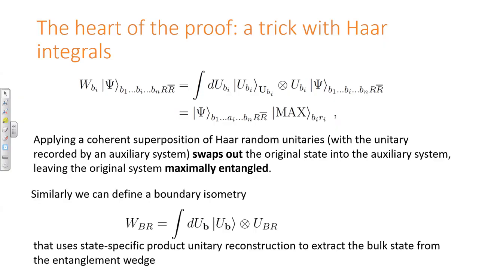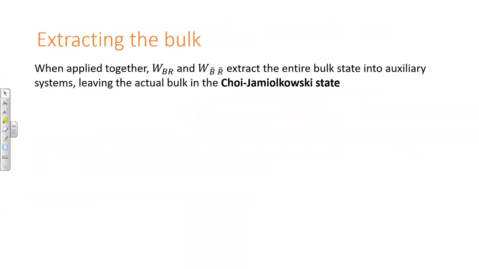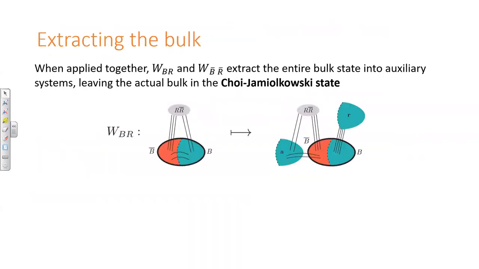Very similarly, if we have condition one, if we have the ability to do reconstruction, we can define an isometry on big B, big R that does exactly the same thing. It just does it by only acting on big B and big R. In other words, by acting on big B, we extract the bulk state within some entanglement wedge little b out into an auxiliary system. So graphically, this looks something like this.